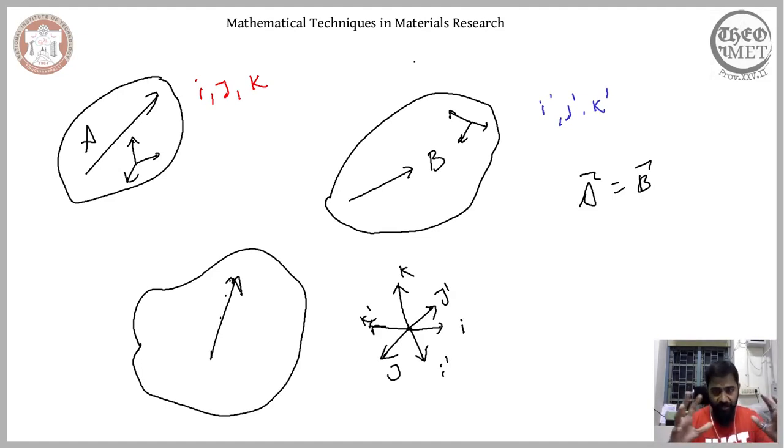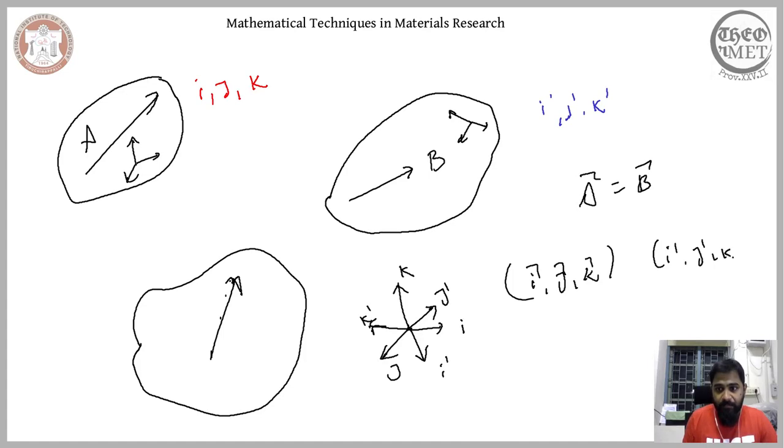So there is some angle using which we can relate these two different bases. Again, these two different bases, I vector, J vector and K vector, can be related to that of I prime, J prime, K prime through some angle. Right.